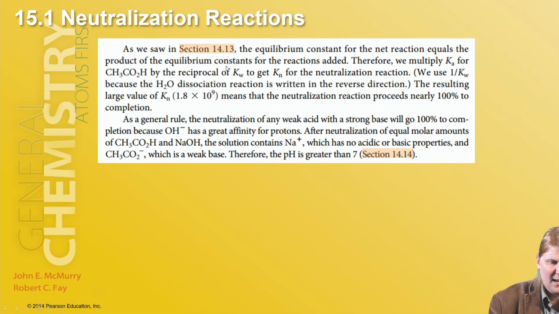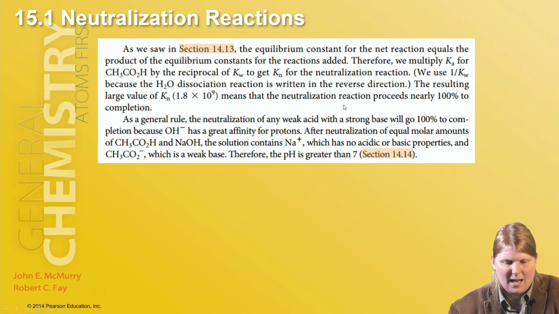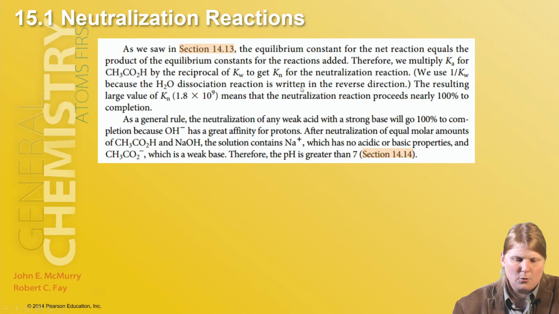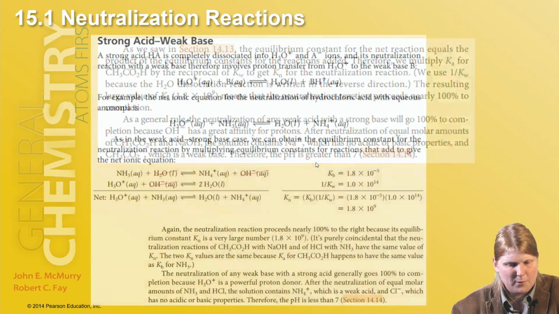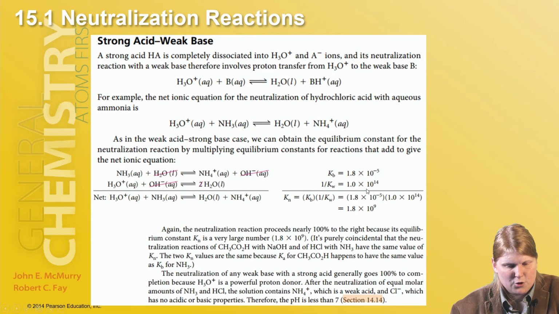So the resulting Kn, which is for the neutralization, of 1.8 by 10 to the minus 9, means this neutralization reaction proceeds essentially to completion. Most neutralizations will go essentially to completion with just their leftover salt or whatever is left over at the end. If they have any leftover protons or hydroxide ions, then those will control the pH of the system, right? And they talk about here that the pH would be greater than 7 because of the weak base. So all of the stuff that we learned before is true. We're just looking at the strength of this neutralization process in and of itself, right?